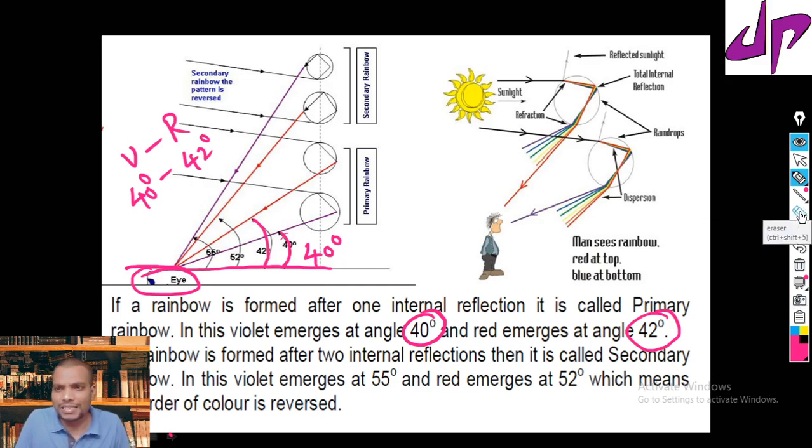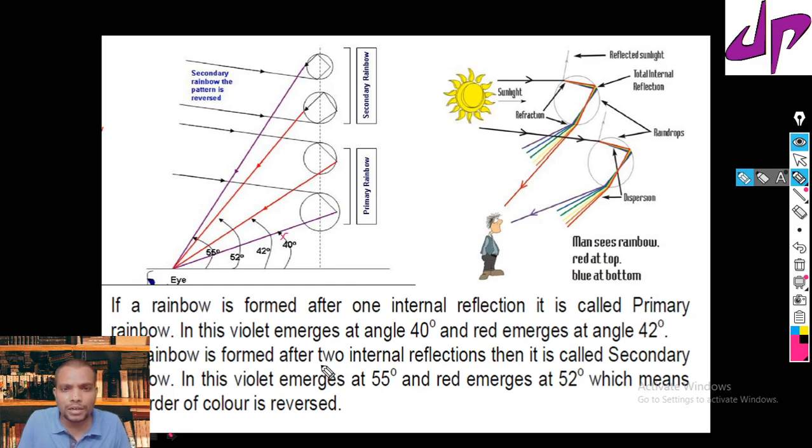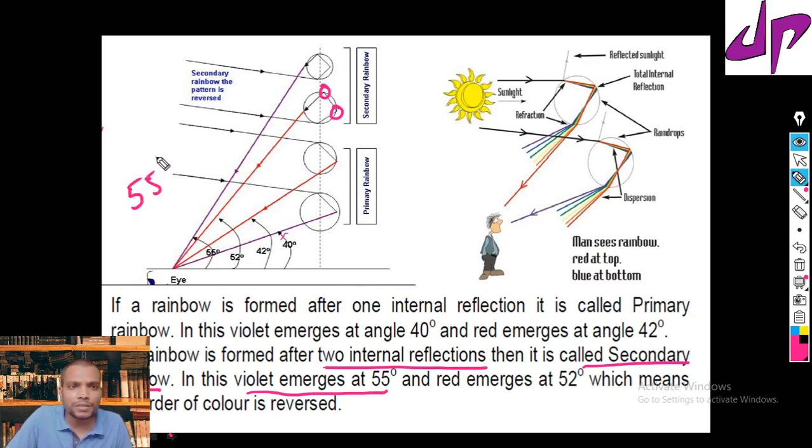Now for the secondary rainbow, let's take these angles. In the secondary rainbow, as we discussed, two internal reflections take place, here once and here once, in a single water droplet only. That's why it's called a secondary rainbow. In this case, the violet color emerges at 55 degrees and the red color emerges at 52 degrees, and the rest of the colors are in between.